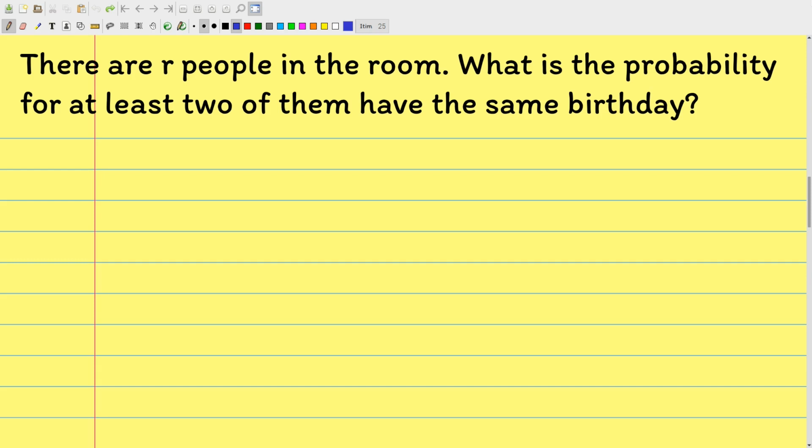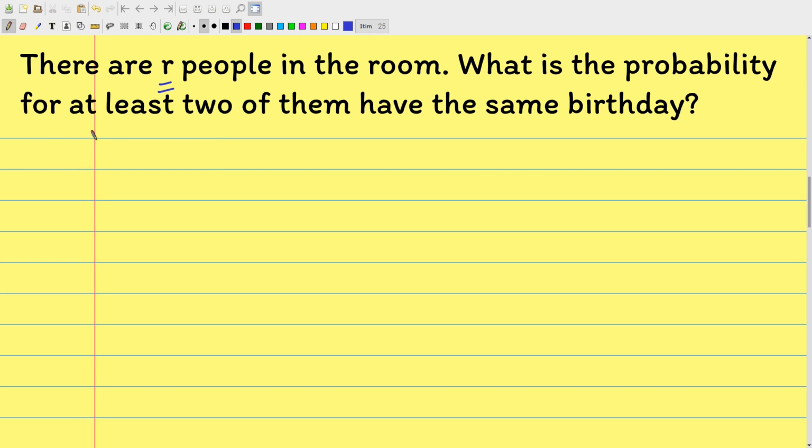But I'm looking for a general solution for a problem like this. So I use a random number variable like R. So R people in the room. So R can be any number. So what is the probability that at least two of them have the same birthday? So let's find a solution for this question.